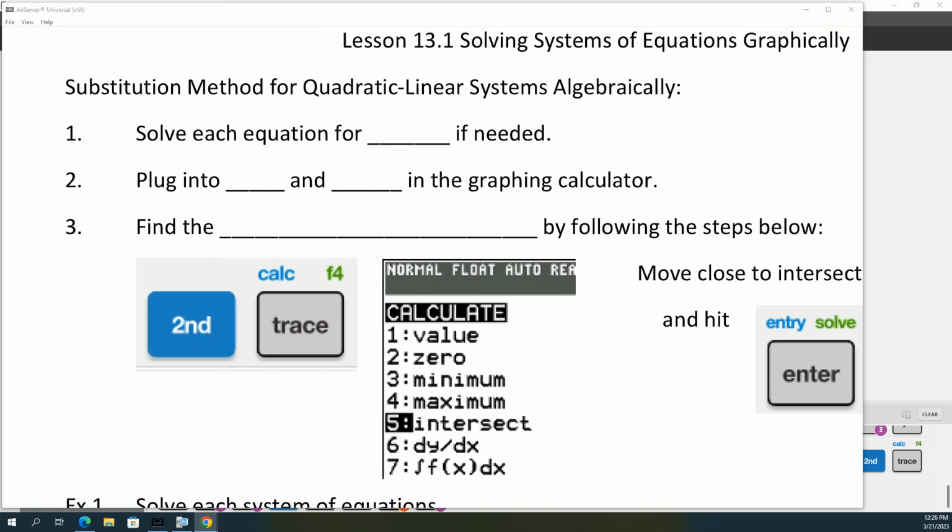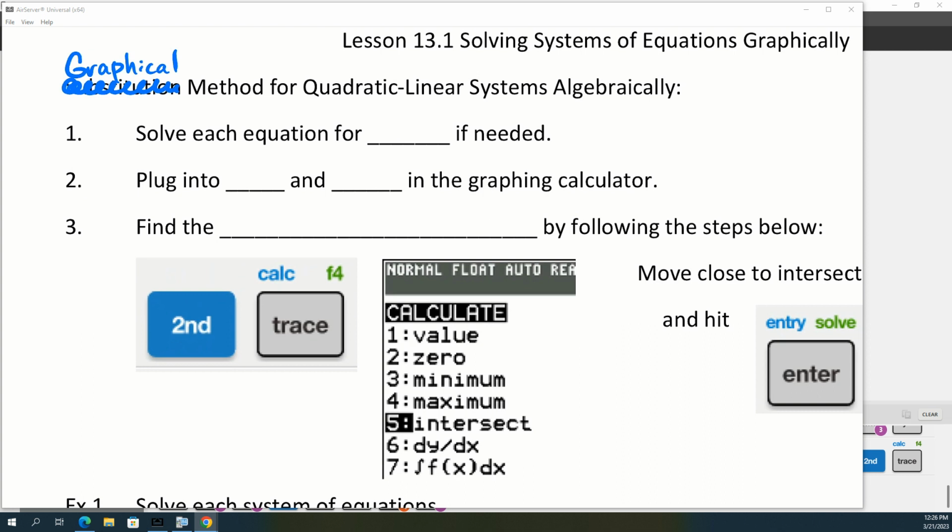Okay, and so it does say substitution method. Let's change this to graphical method. All right, so we are going to solve these by looking at the graph.